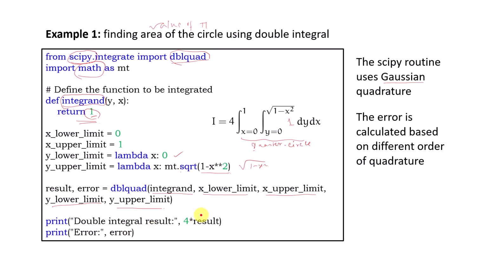If I run this case, the output comes as 3.14159, etc., etc. So this is a very accurate value of pi. You can see it. So this Gaussian quadrature has given us a highly accurate value.